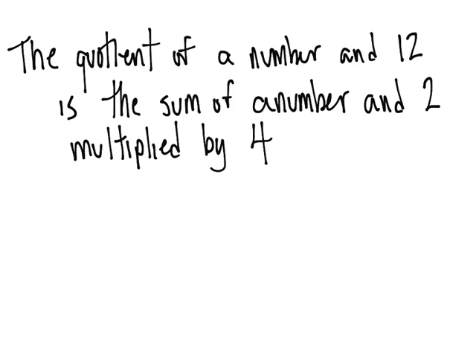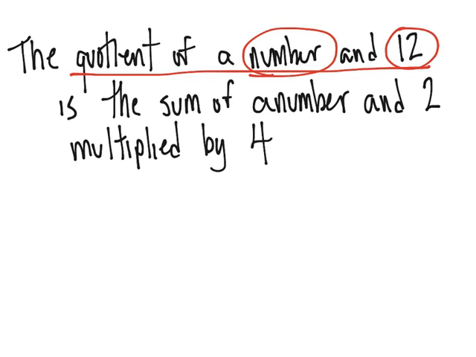The quotient of a number and 12 is the sum of a number and 2 multiplied by 4. Once again, let's break this into pieces. To start off, let's look at the starting portion. The quotient of a number and 12 is our first piece. Since quotient means division, we're going to divide the two numbers. When given a verbal phrase and quotient, you're generally going to take the first number and divide it by the second number. In this case, the result will be x divided by 12.